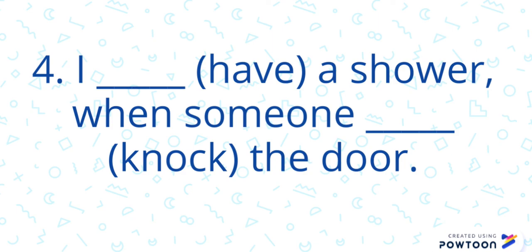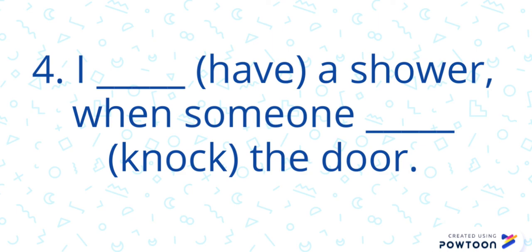You can do it, go. So you know that the action that is interrupted is the shower, yeah? So that is going to be in continuous. What do you use with I in continuous? Was or were? No, was, very good. So you have to say I was, and what happened with the verb? What do you have to add?